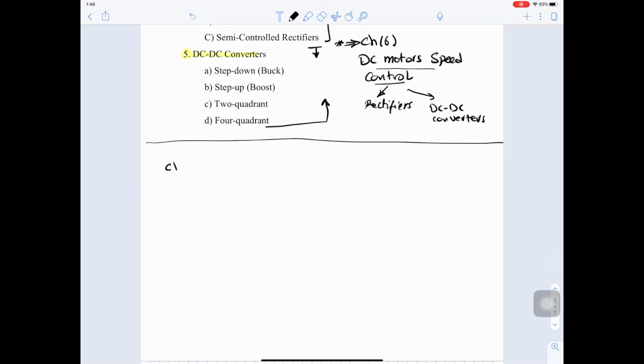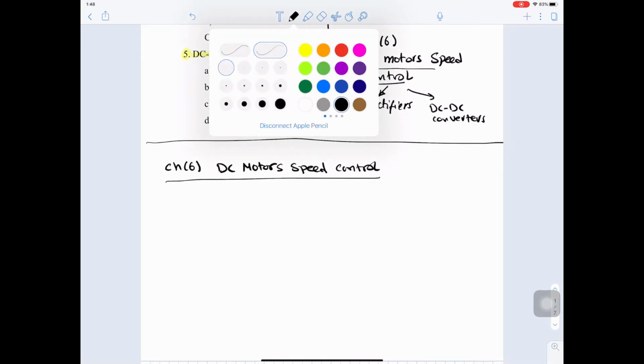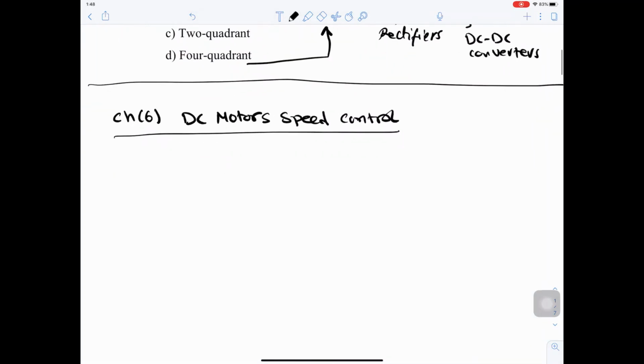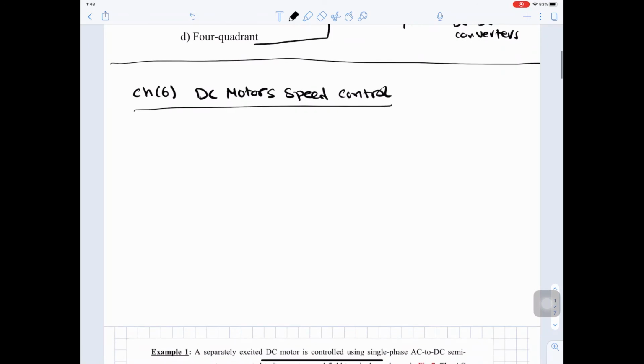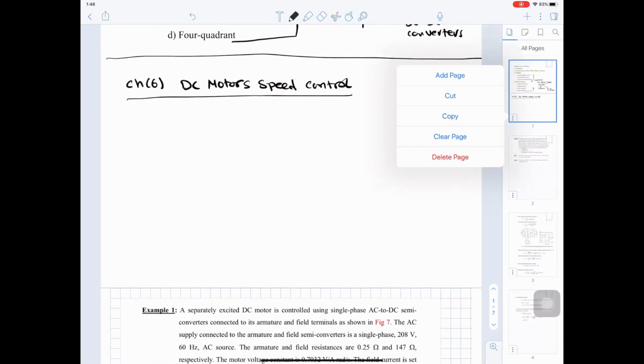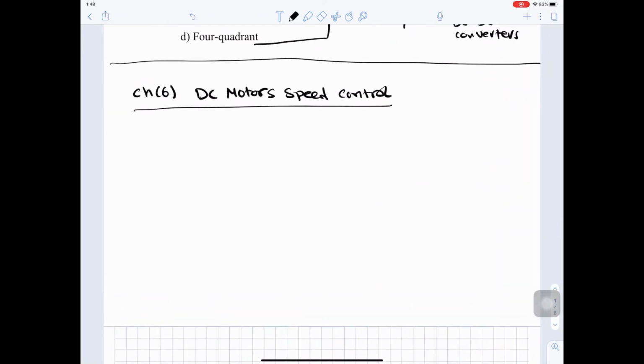So chapter 6, DC motors speed control, and we will discuss the DC machine speed control using rectifiers. But we need to understand or highlight some important basics before moving to DC motor speed control.